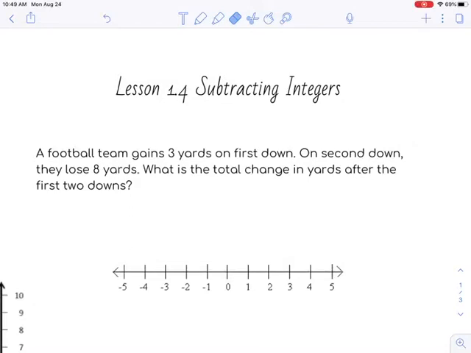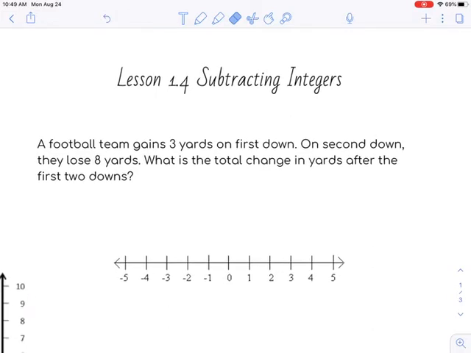Hi everybody, today we're going to be talking about subtracting integers. So let's jump into an example really quickly. A football team gains 3 yards on first down. On second down, they lose 8 yards. What is the total change in yards after the first 2 downs?